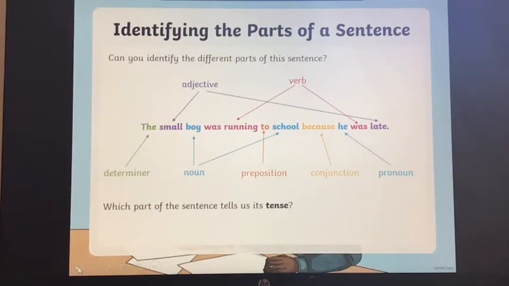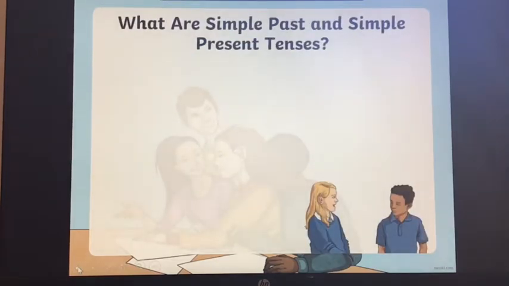Now, which part of this sentence tells us its tense? Which part tells us if this event happened in the past, whether it's still happening, whether it's going to happen in the future? Stop the video and have a think, jot down your ideas. It's actually the verbs in a sentence that tell us when this event happened or is likely to happen. Right, let's have a look at verb tenses.